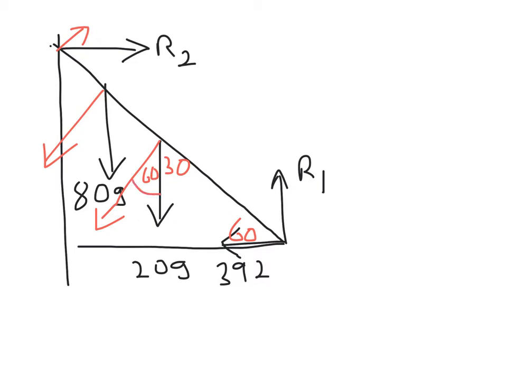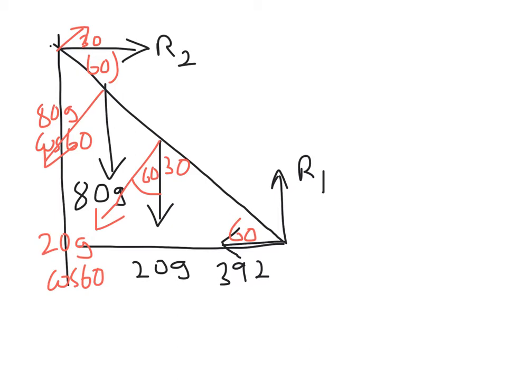So when we resolve the weight through 60 degrees, we get 20g cos 60. And the same thing here for the man, that's going to be 80g cos 60. Because the angle here is 60, that angle there is also 60, and this angle here is 30.